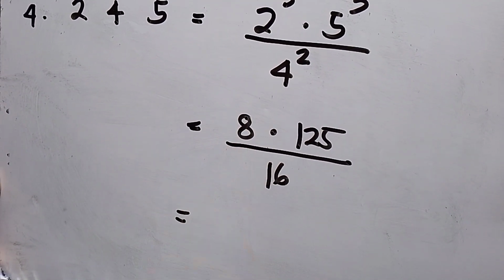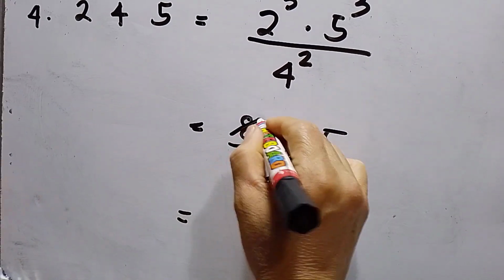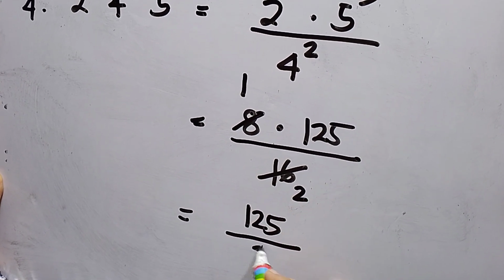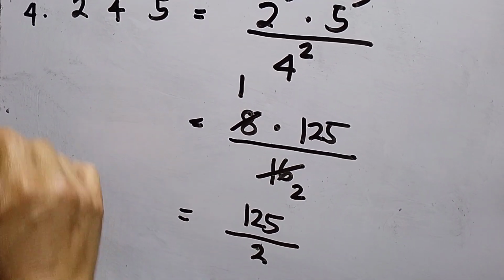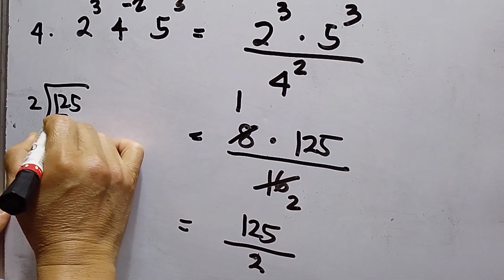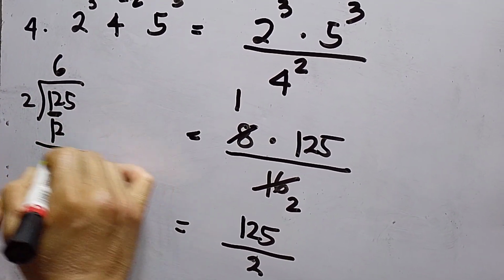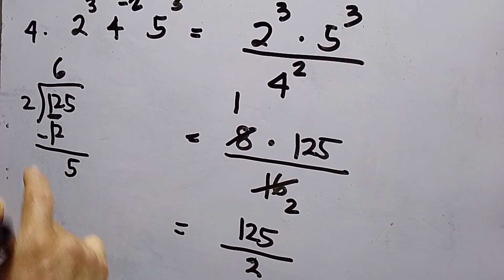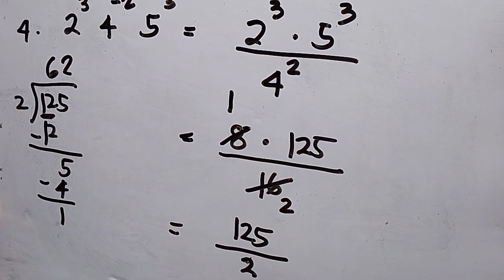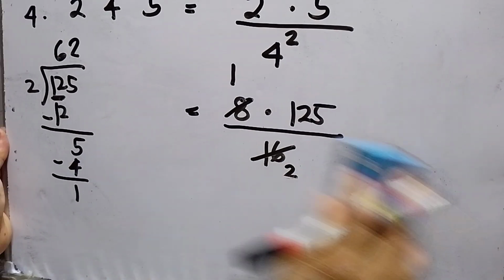Okay, to make it easier, divide this one by 8. So then divide this one by 8, this is 1, this is 2. So 1 times 125, that will be equal to 125, then I have here 2. Since this is improper fraction, I need to simplify. 125 divided by 2, so I use this 12. How many 2 do I have in 12? 6. Then multiply, take away, that will be 0, so bring down 5. How many 2 do I have in 5? There are 2. Then multiply, take away, this is 1. So my answer is 62 and 1 over 2. So that's number 4.